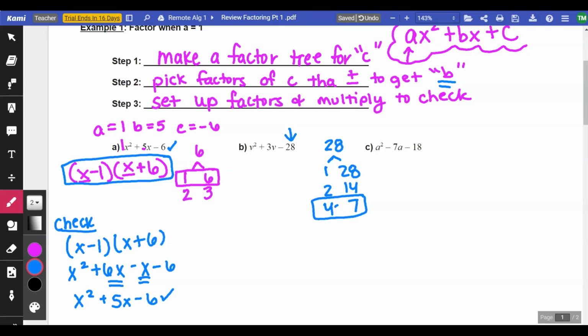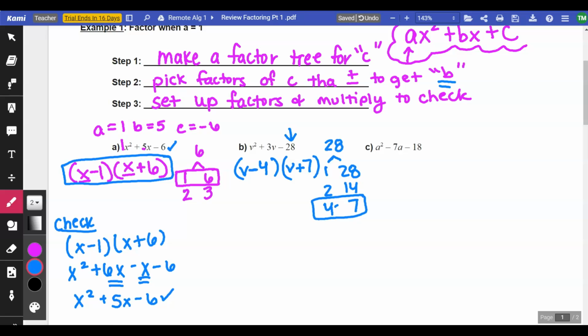So now I'm going to go ahead and set up my factors. I know v times v is v squared. 4 times 7 is 28. And I need a positive 3 when I add or subtract, a negative 28 when I multiply. Because c is negative, that tells me that one of these factors needs a negative sign. Because I need a positive 3 when I add or subtract, I know that the larger number 7 needs to be positive. The smaller number can be negative.